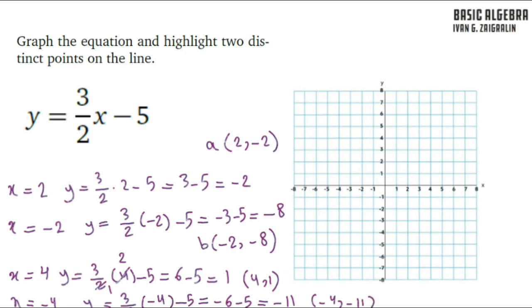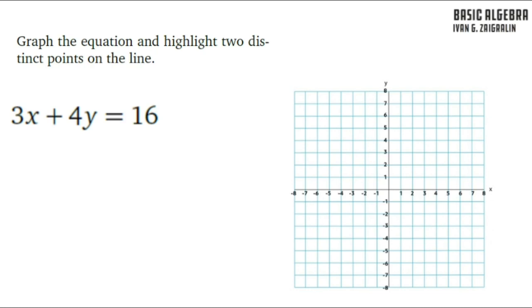On the graph, the point A, 2 and negative 2, is here, and the point B, negative 2 and negative 8, is here, B, and another point, 4 and 1, and this is the graph for this equation.